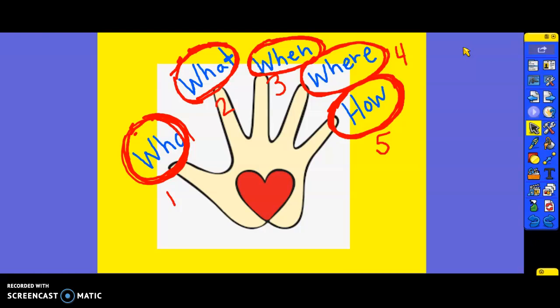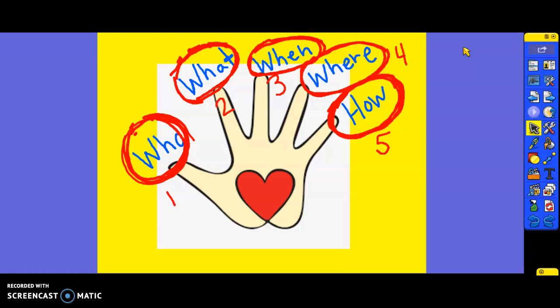Who is your story about? What happened in your story? When did your story take place? Was it morning, afternoon, nighttime? Maybe the when could be telling about the season. Was it summer, spring, winter, or fall? Where were you? Where did your story take place? Were you at school, at the movies, at soccer practice? And how? Yes, that's an important part of your story, your detail, how.